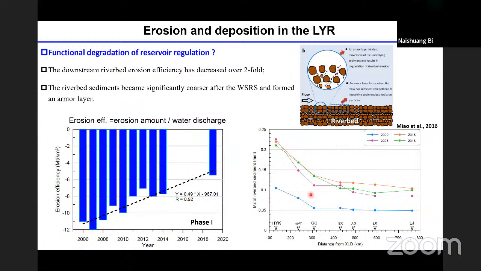If you take a look at this figure, this is the grain size change of the riverbed sediment. Maybe you will find the answer. This is the grain size in 2000, and these are the other years. We find the grain size increased significantly. So the coarser sediment in the riverbed will form an obvious armor layer that protects the underlying sediment from erosion.